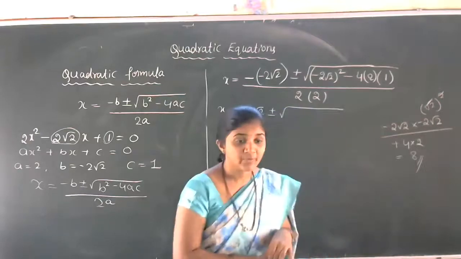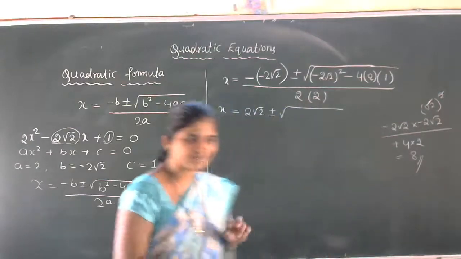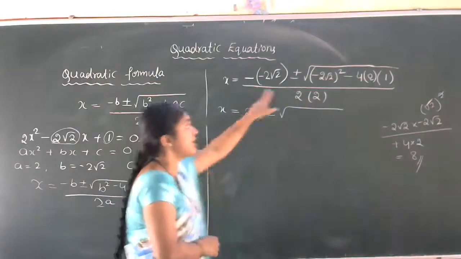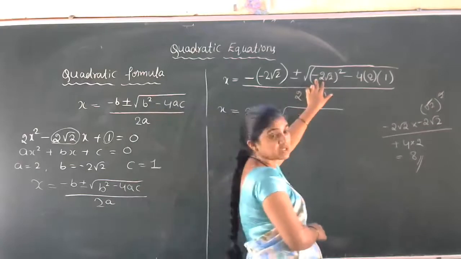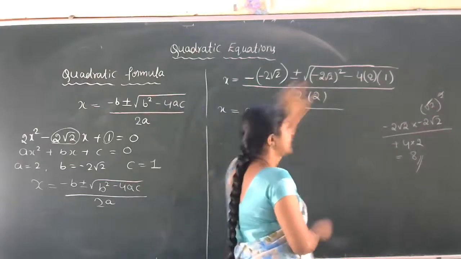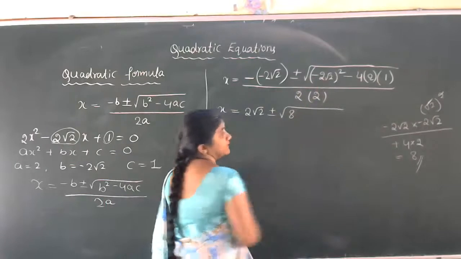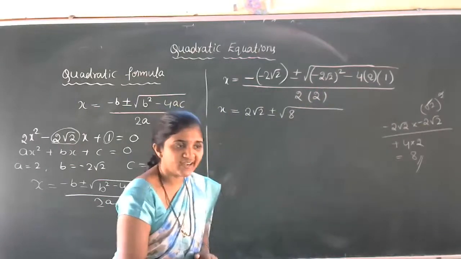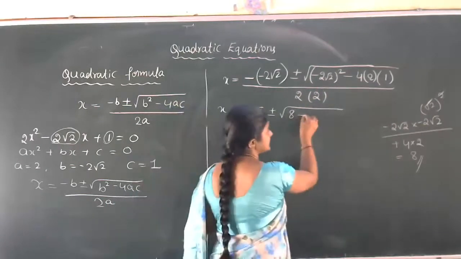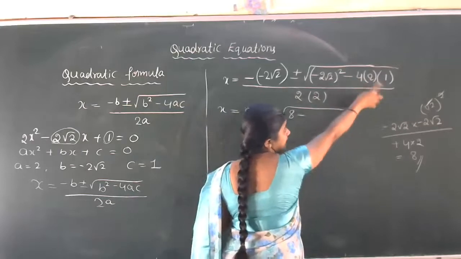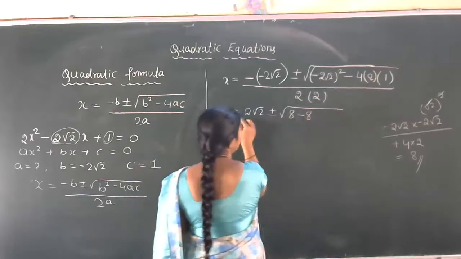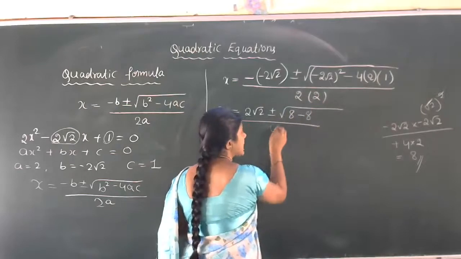Now, how many of you got 8? Yes, Vaishnavi got the answer. When we simplified that minus 2 root 2 whole square, we got the answer as 8. Got the idea? Now minus 4 2s are 8. 8 1s are 8. So divided by 2 2s are 4.